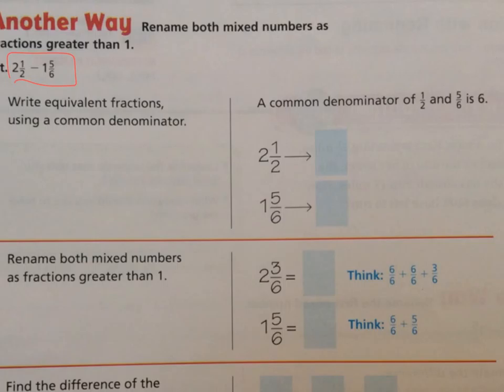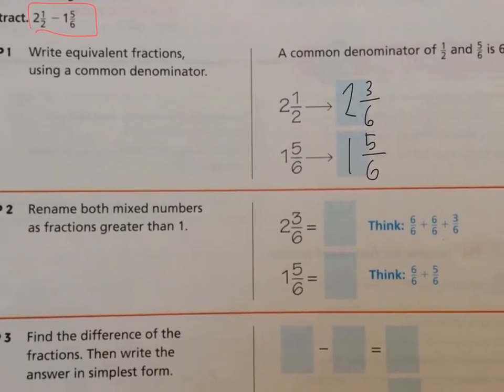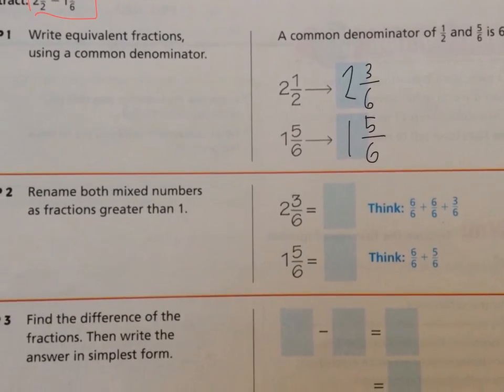So what is equivalent to 2 1/2 using the denominator of 6? 2 and 3/6, just like before. This is just what we did, right? And then 1 5/6 can stay the same. Okay? Step 2 is to rename both numbers as a fraction greater than 1. And this is what Sarah was talking about, making both of those fractions improper fractions.